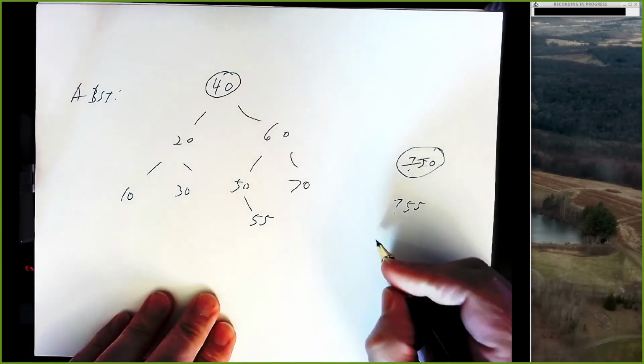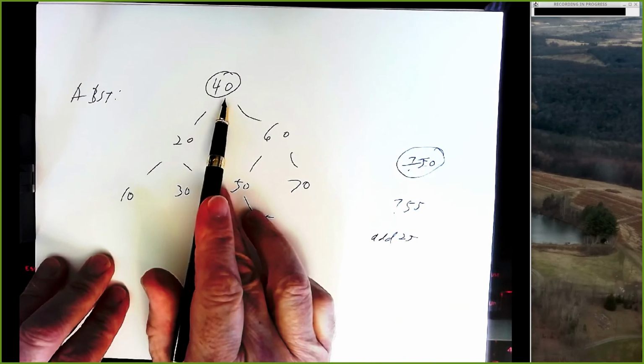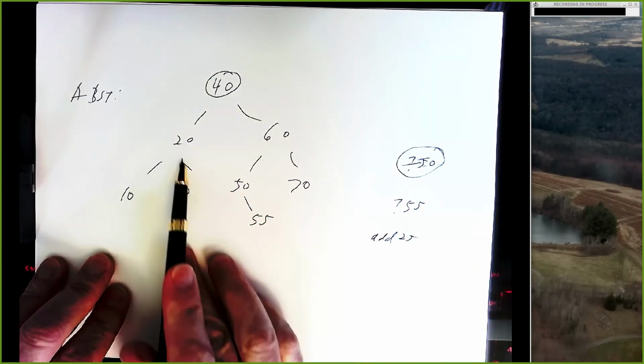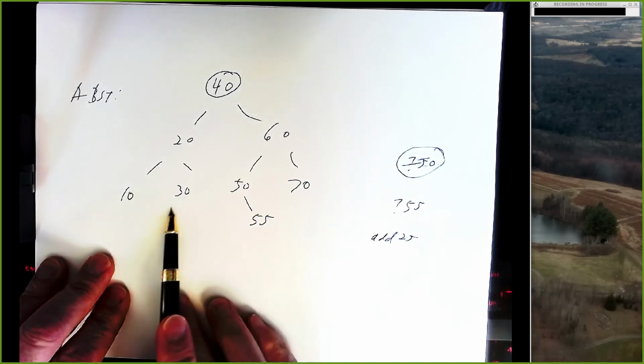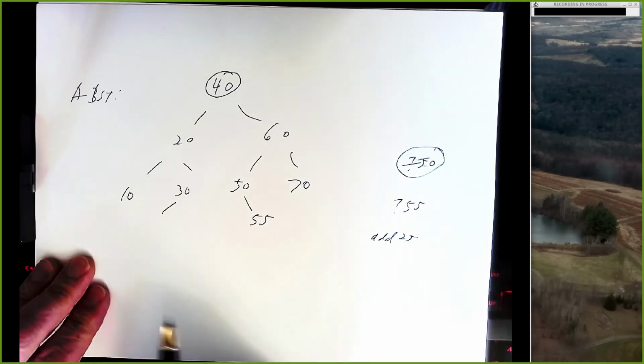So if I wanted to add a 25, compare it to 40, it's smaller. Compare it to 20, it's bigger. Compare it to 30, it's smaller. I can't go over here because there's nothing to the left of 30. That's where I'd put my 25.